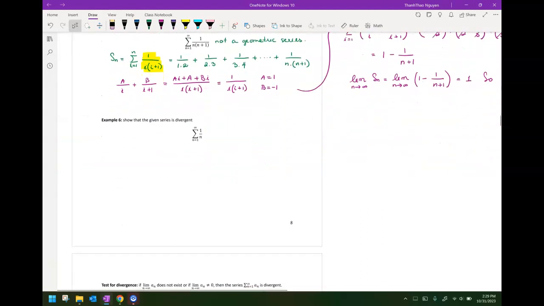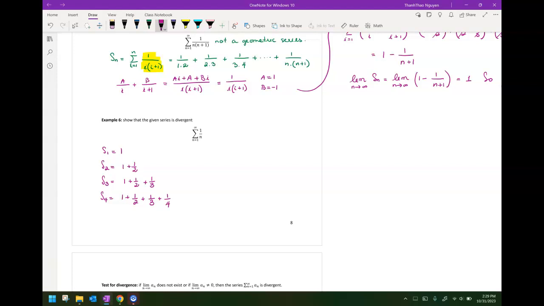Now let's show that the given series is divergent. The sum from n equals 1 to infinity of 1 over n. So let's write out the first couple of sums. F sub 1 is equal to 1. F sub 2 is equal to 1 plus 1 half. F sub 3 is equal to 1 plus 1 half plus 1 third. F sub 4 is equal to 1 plus 1 half plus 1 third plus 1 fourth.